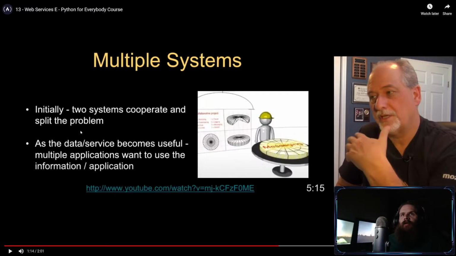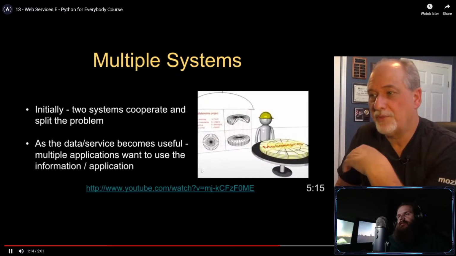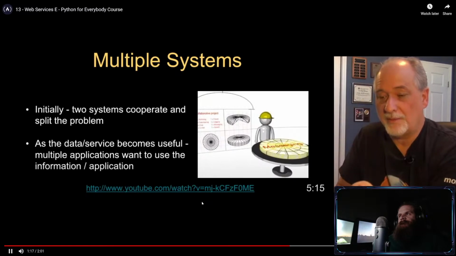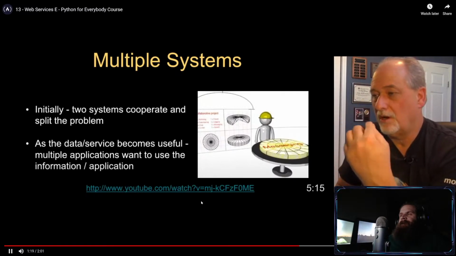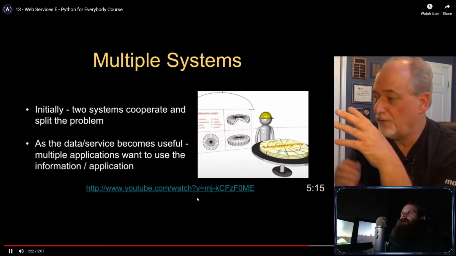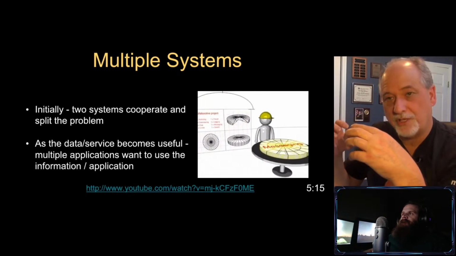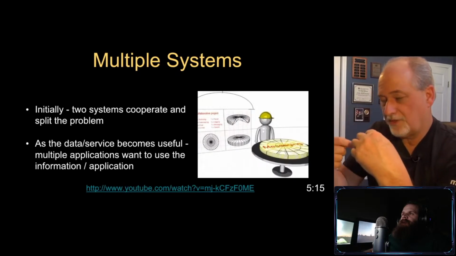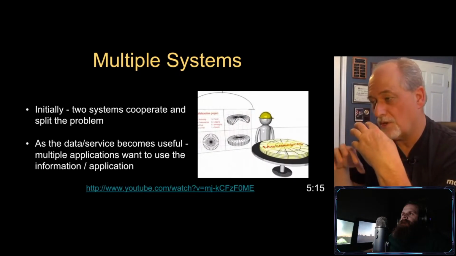And so initially, two systems cooperate and split the problem. As the data service becomes useful, multiple applications want to use the information. That makes sense. When you're building a service-oriented architecture, often you have one application and it's all internal. Often it's all one language, and then maybe you'll say, oh, wait a sec, we want to take part of what we do and put it in a second system, and then sort of come up with a set of rules between the systems, and then more and more and more.